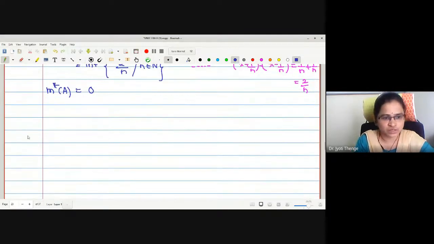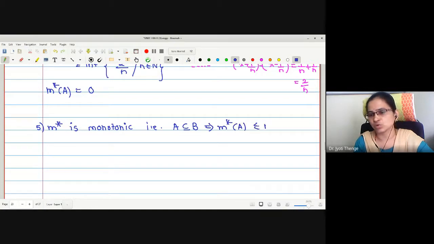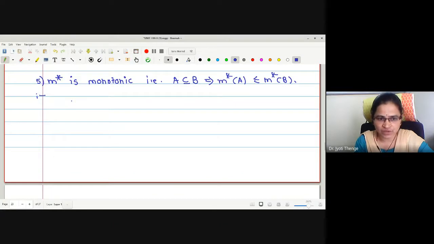Let me go for the next property. This is monotonic. m star is monotonic. What is the meaning of monotonic? If set A is contained in B, this will imply m star of A is less than or equal to m star of B. This is what the monotonicity property is. Okay, let us prove this. The only hint we have is A is contained in B.